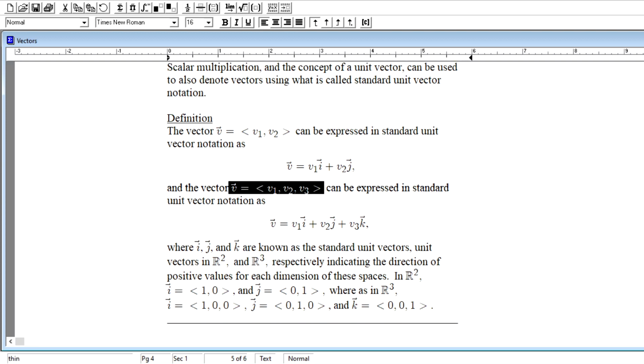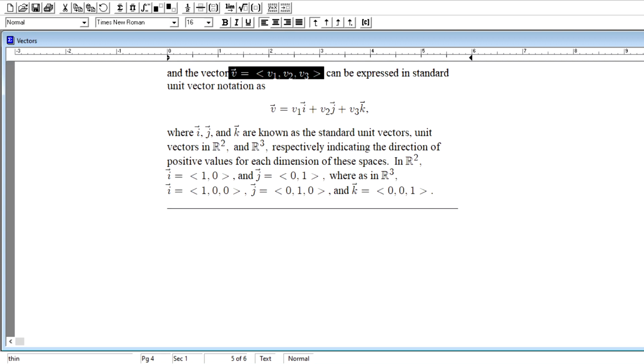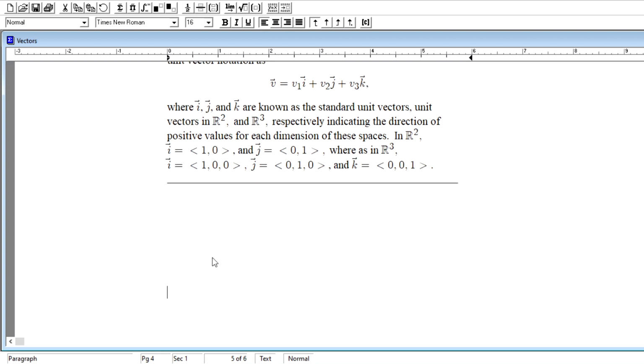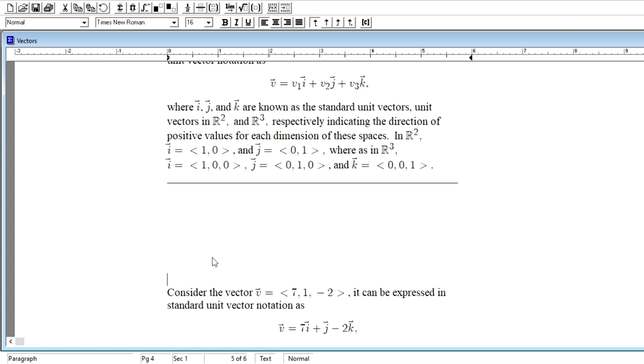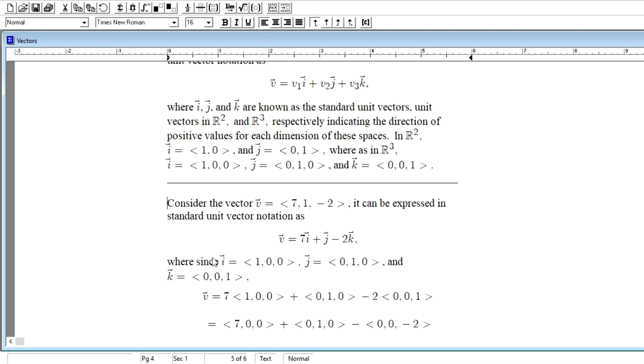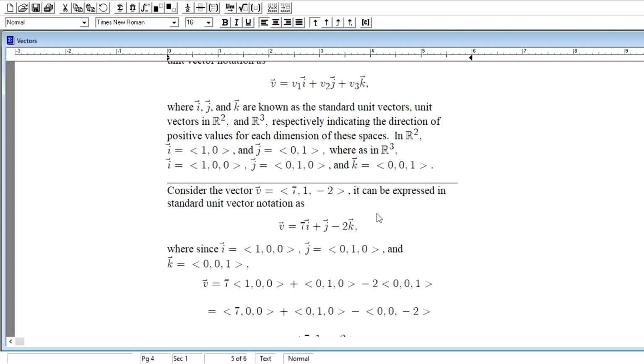All right? If we look at that as an example here, we might consider the vector v equal to 7 comma 1 comma negative 2. The vector 7 comma 1 comma negative 2 expressed in standard unit vector notation could also be expressed this way, as the vector 7i plus j, or 7i bar plus j bar minus 2k bar, right?